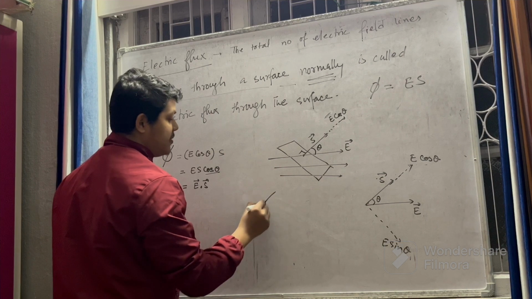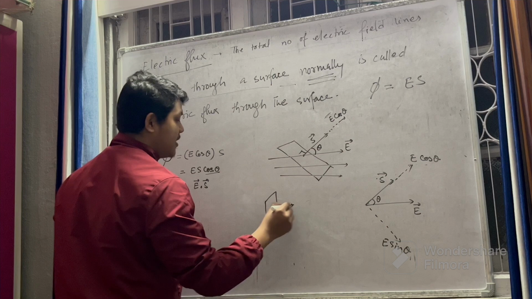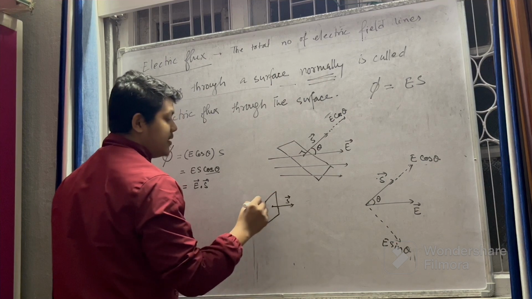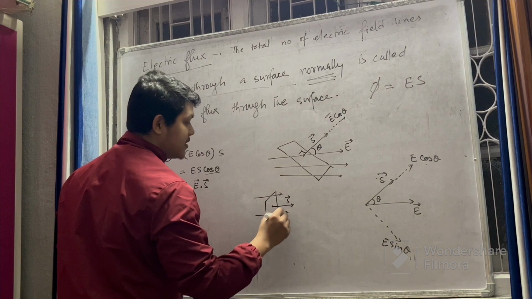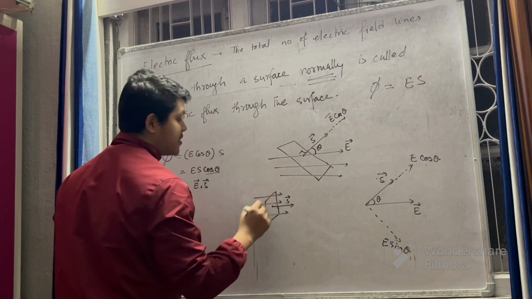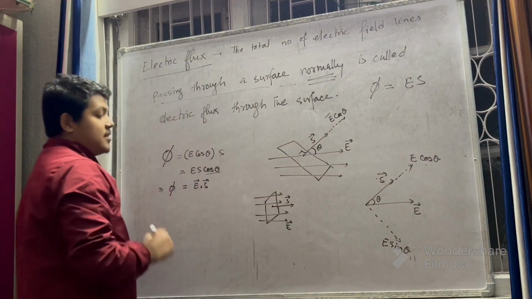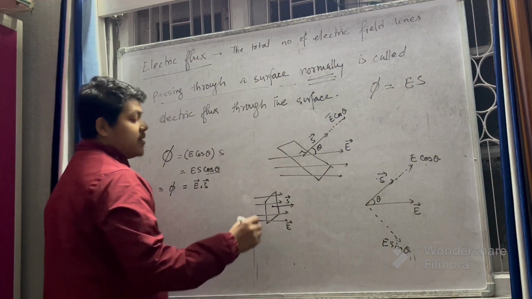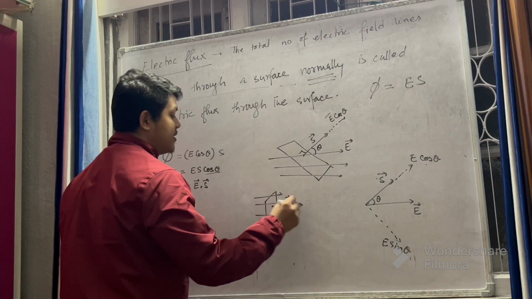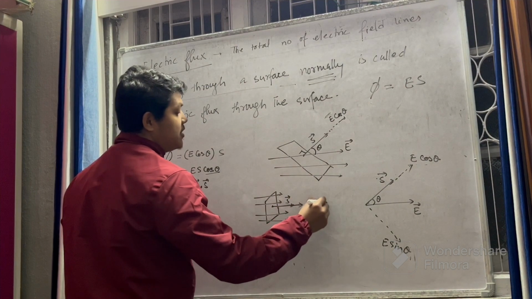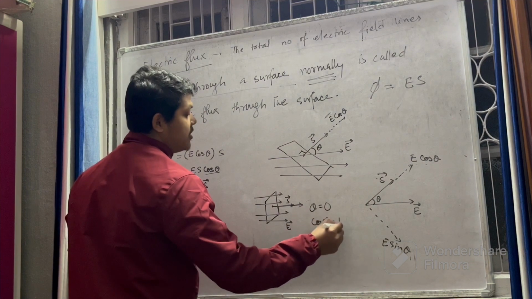So that means if this is the surface and this is the area vector S, and electric field lines are parallel to the area vector, not the surface, right? That means perpendicular to the surface and parallel to the area vector. Then theta will be equal to 0, and cos 0 degree will be equal to 1.